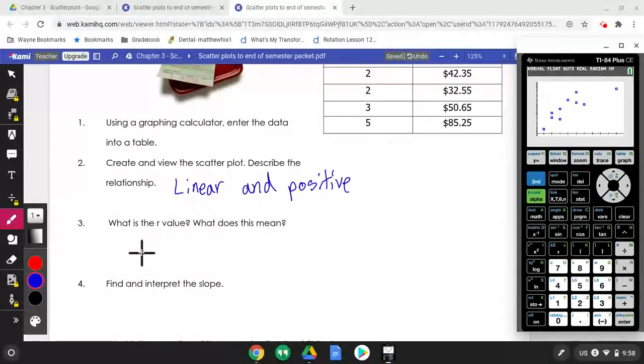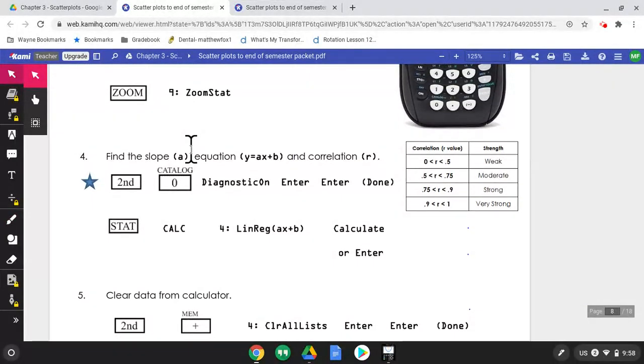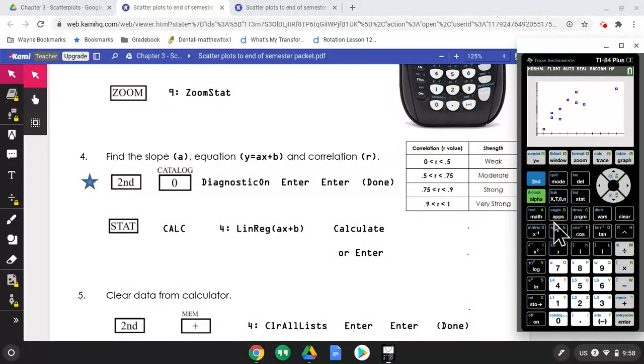Now, question 3, what is the r value and what does this mean? So to find our r value, we have to turn the diagnostic on and then go through the linear regression. Okay, so first thing we're going to do, the start one, because we haven't done it yet today, hit second, hit 0 down here, which gives us catalog, then scroll down all the way till diagnostic on. So all the way to the D's. There it is. So diagnostic on. Then I hit enter. Now I have to hit enter again to run it, and it pops up done. I know that it's done its job.